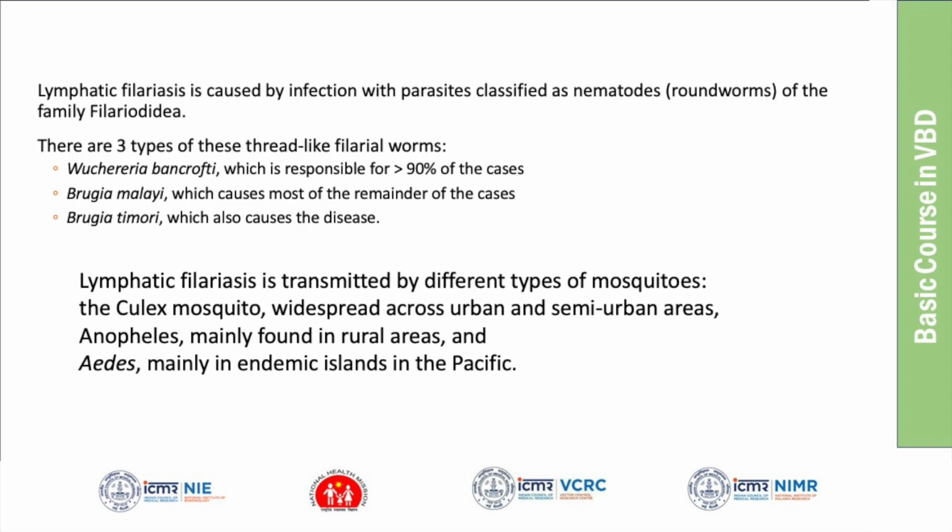Lymphatic filariasis is transmitted by different types of mosquitoes. In India we have only the Culex mosquito, mainly Culex quinquefasciatus, as the vector. Whereas Anopheles causes the transmission of filariasis in rural areas, mainly in Africa. And the Aedes mosquito also causes the disease, mainly in the Pacific Islands.